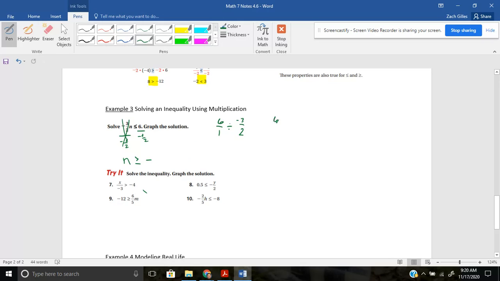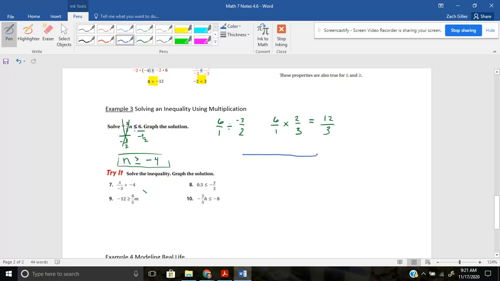And then when I divide fractions, I'm going to multiply by the reciprocal. Remember, flip your numerator and your denominator. 6 times 2 is 12. 1 times 3 is 3. And 12 divided by 3 is 4. So I arrive at n is greater than or equal to -4. Again, notice that inequality switched because I divided by a negative in my first step. In other words, if you look at your variable and you have a negative number in front of your variable, you are going to have to flip that inequality.